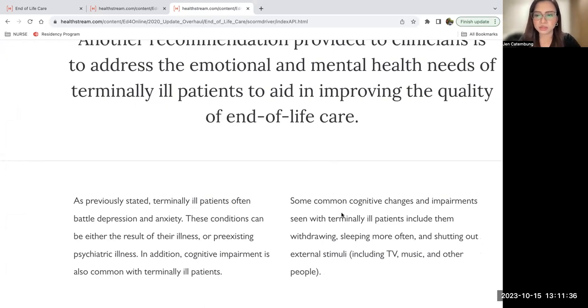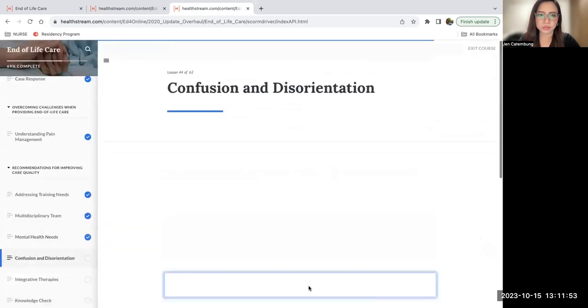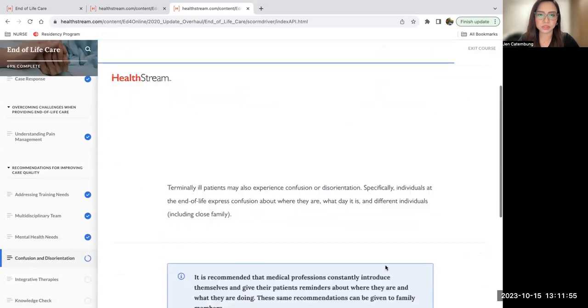Some common cognitive changes and impairments seen with terminally ill patients include them withdrawing, sleeping more often, and shutting out external stimuli, including TV, music, and other people. Confusion and disorientation.